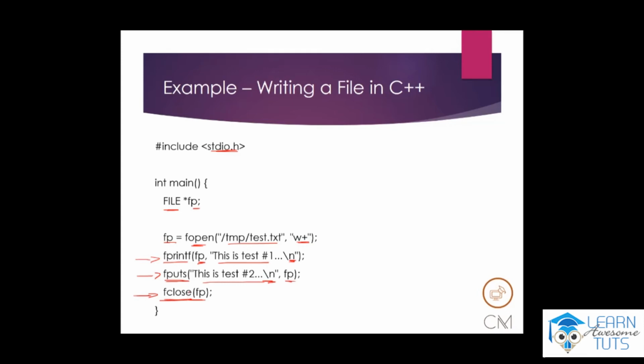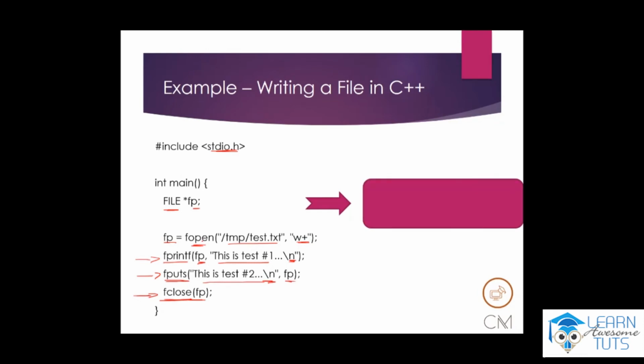So with this example, with this code, when this code is actually compiled and executed, it creates a new file test.txt in the temp directory tmp and writes 2 lines using 2 different built-in functions, fprintf and fputs. The first line that will be printed is "This is test number 1", as you can see right here. Then we change line, and the second line is "This is test number 2", and again we change line. So this is a simple example in C++.